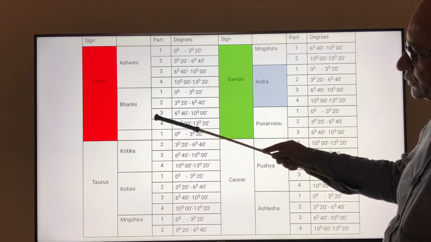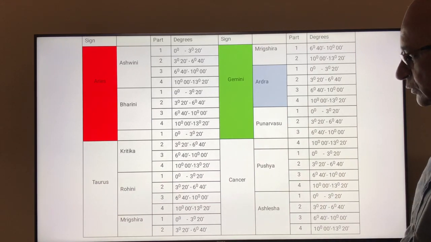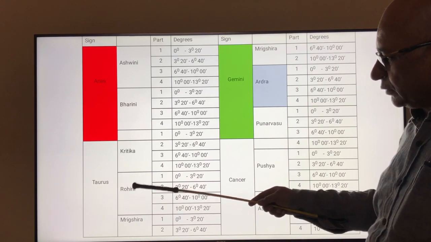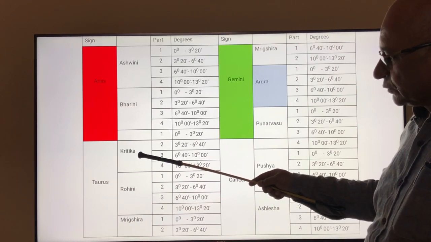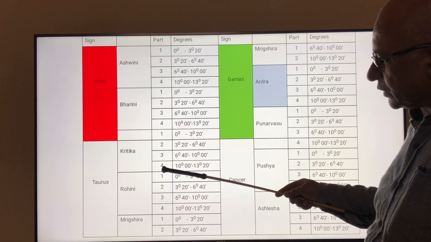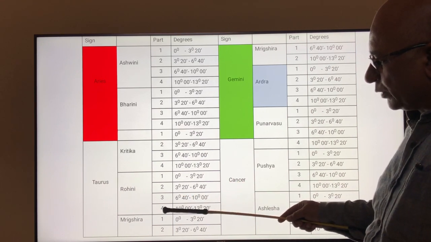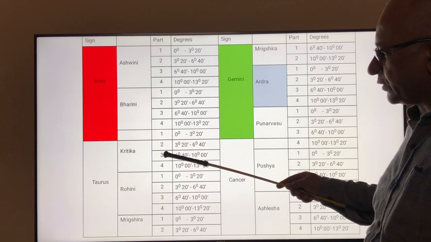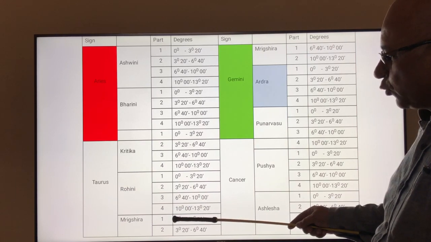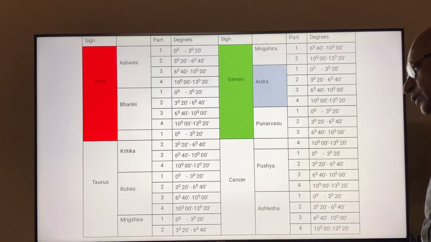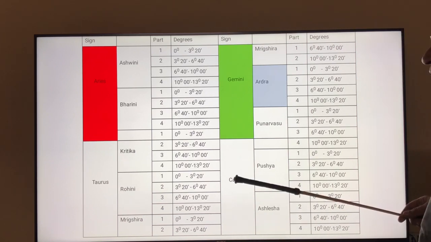This is the second constellation, this is the third constellation. Now we go to the fourth constellation. In the Taurus sign, 3 parts of the Kritika constellation and 4 parts of the Rohini constellation, 3 and 4 make 7, and the remaining 2 parts of the Mrigashira constellation are in the Taurus sign. So each sign has 2 or 3 constellations.